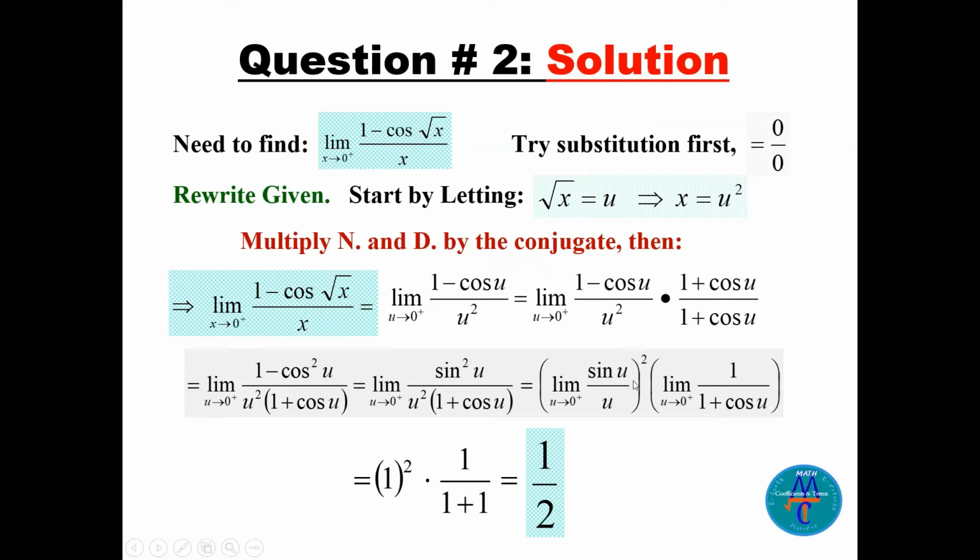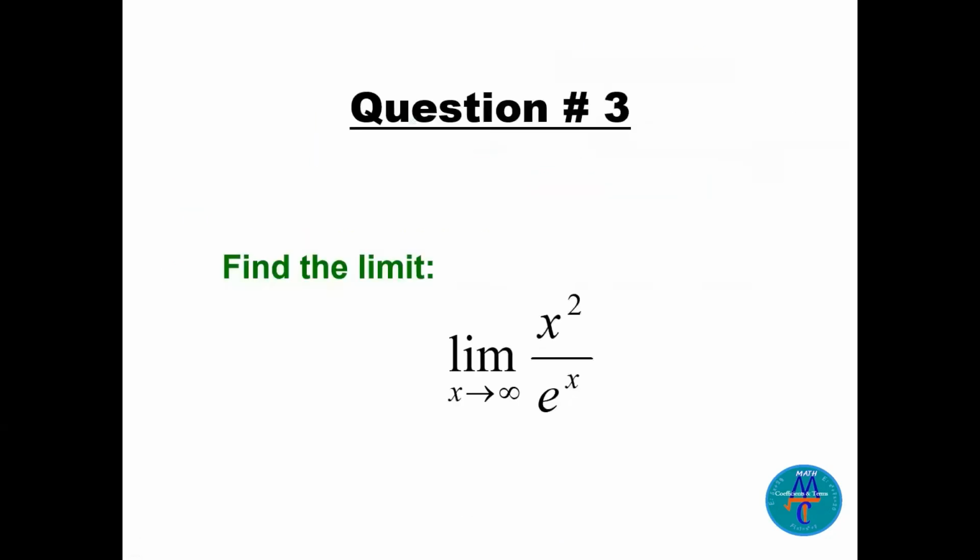Now I can rewrite it as sine of u divided by u, all squared, and here I have the limit of 1 over 1 plus cosine of u. This one is 1. We know that. So that's 1 squared, times 1 over 1 plus cosine of 0, which is 1 over 2. So the whole answer is half without using L'Hopital's rule.